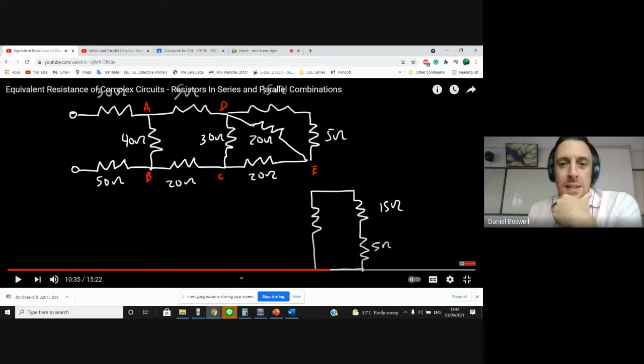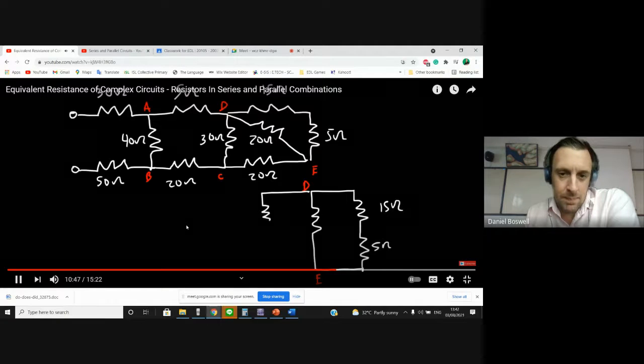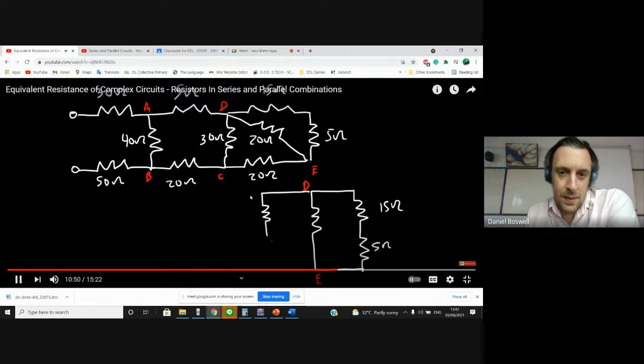So what he's done is he's just put this parallel with these two. So the 15 ohm resistor at the top and the 5 ohm resistor is now parallel with this 20 ohm resistor. So point E and point D. See here? So now we know it's going to be the same here. So the 30 ohm resistor and the 20 ohm resistor.